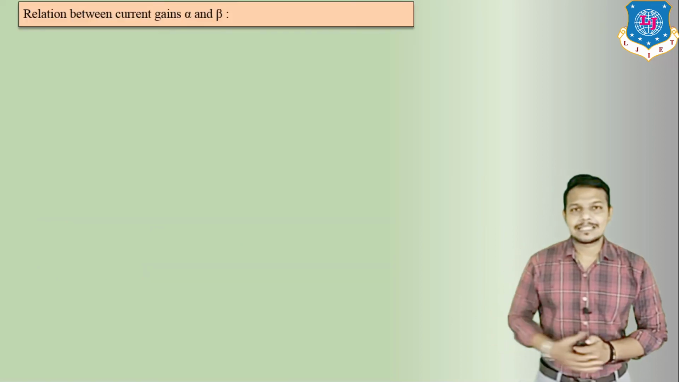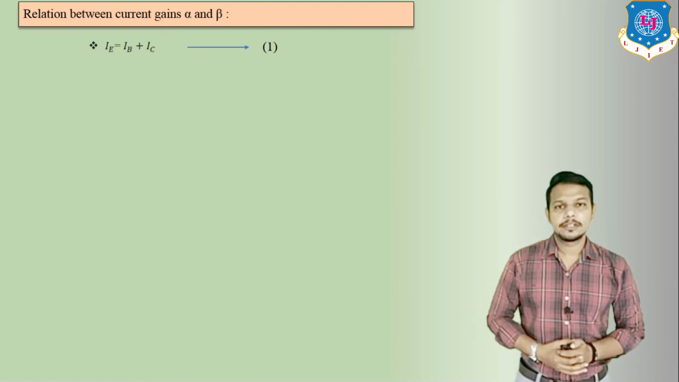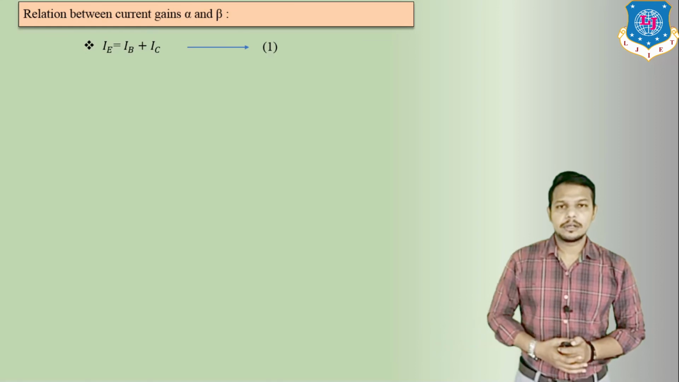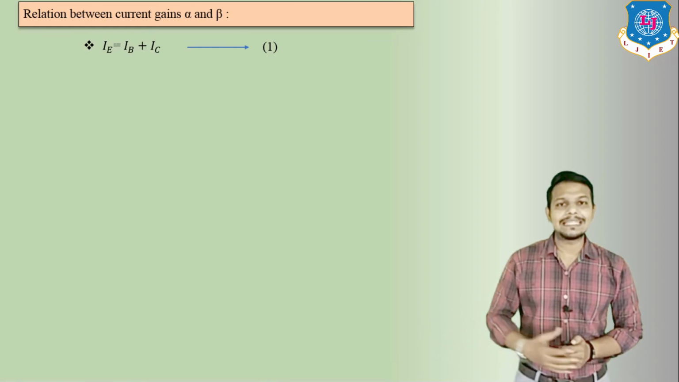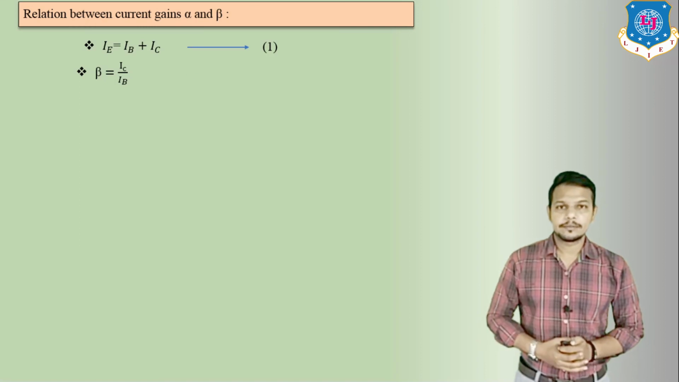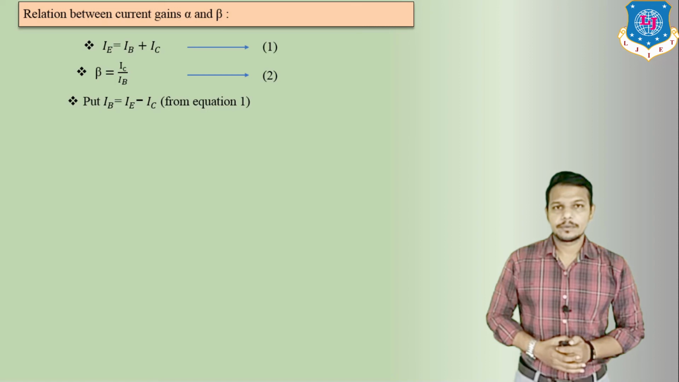So let us discuss the relation between the current gains alpha and beta. We know this equation. This is equation number 1: IE is equal to IB plus IC. Beta is equal to IC upon IB. This is the current gain, equation number 2. Here IB is equal to IE minus IC.